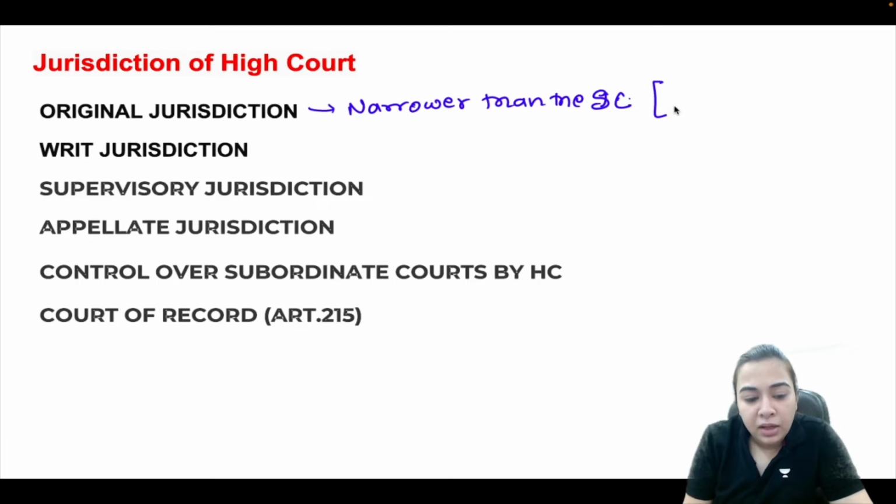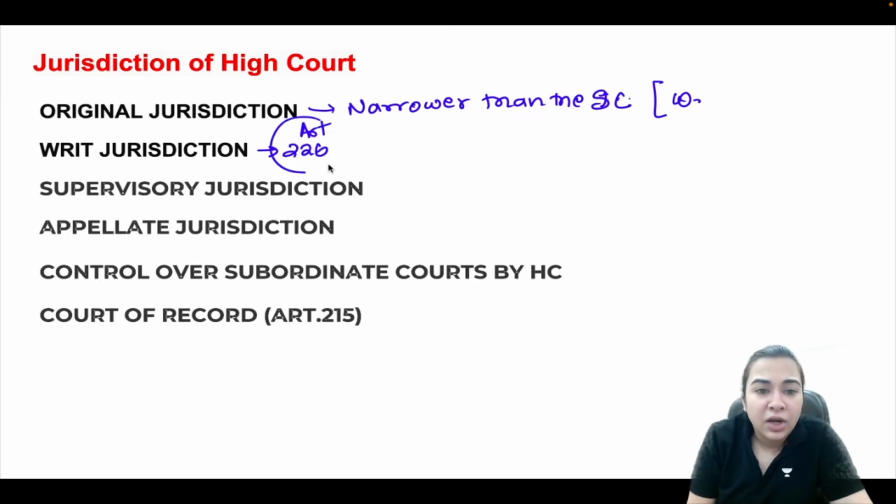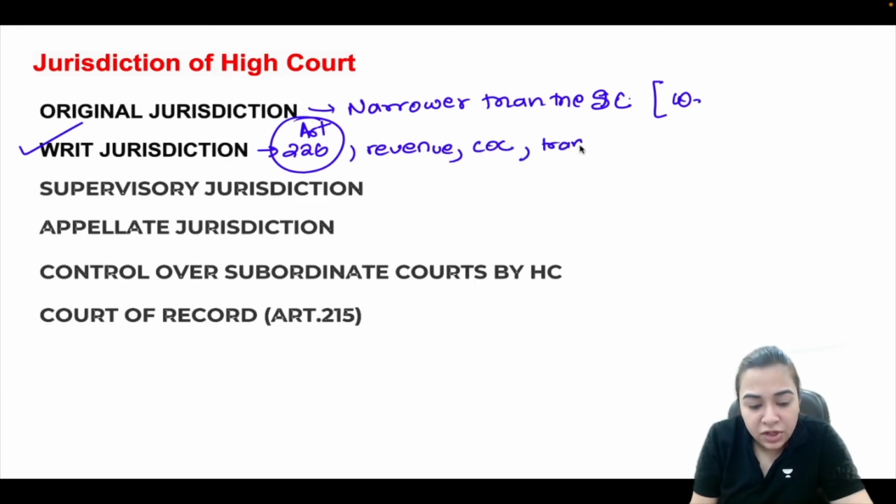Now, for original jurisdiction, there are not many matters in which the High Court can actually work. However, when we talk about writ jurisdiction, Article 226 of the Constitution, we usually say that the High Court is the court of first instance, right? It can also act with original jurisdiction. In matters of revenue, in matters of contempt of court, in matters of transfer of cases, the High Court has the ultimate power. Basically, it has original jurisdiction in these cases, right?